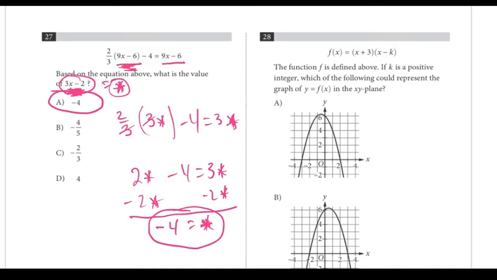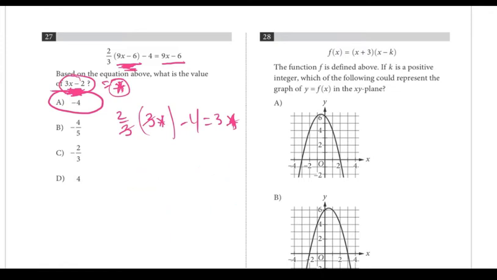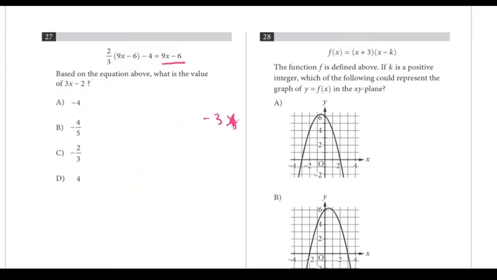This is 3 times it. So now we could just do it algebraically. I'll do that for you, which will also work. So now we will distribute here the 2/3 of the 9x minus 6. So 2/3 times 9, 3 goes into 9 3 times. 3 times 2 is 6. That would be 6x.